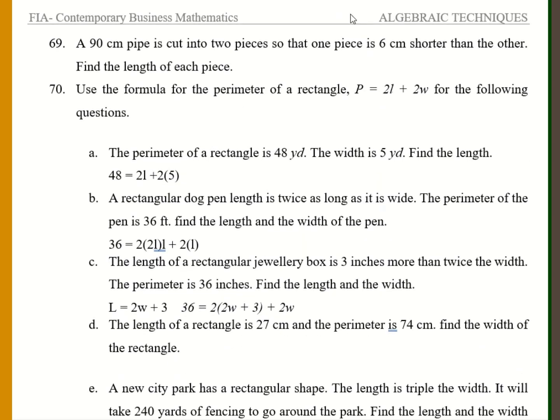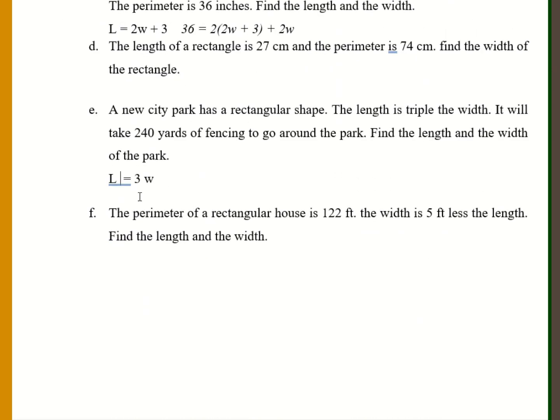So what are you saying here? Let's write it down for you. So the perimeter is 240 yards. Okay, the length is 3 times the width. So you substitute, the L is 3W. So you can solve and find the width for me. Then you substitute and find the length. All okay there? The perimeter of a rectangle house, so 122.